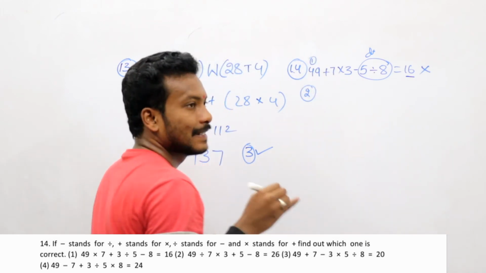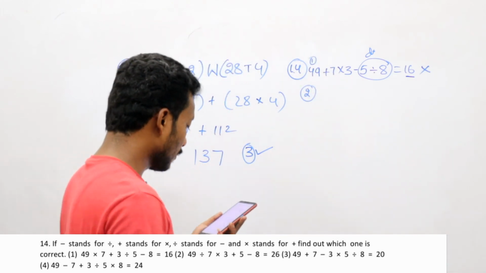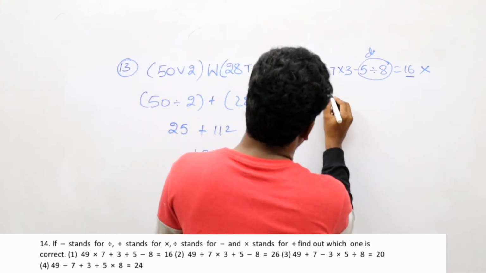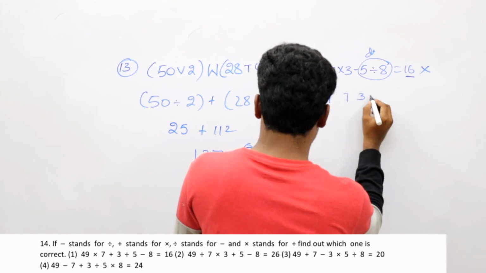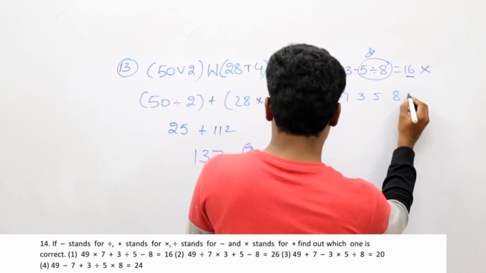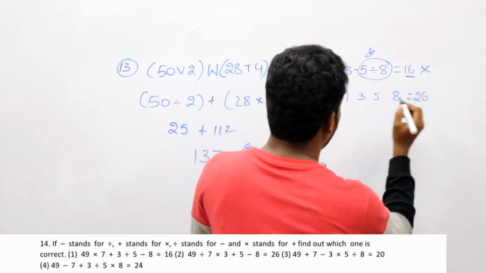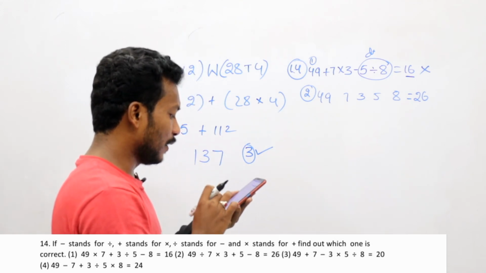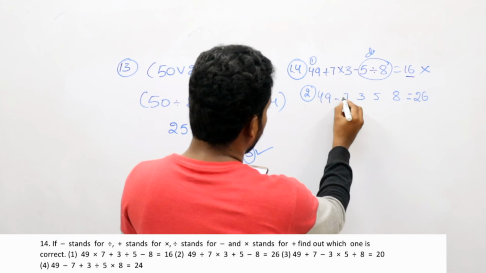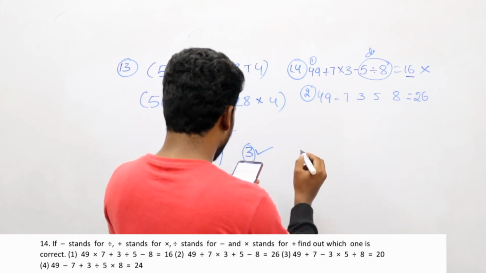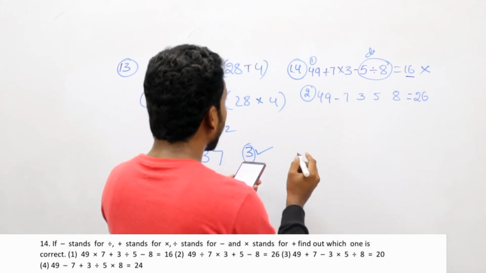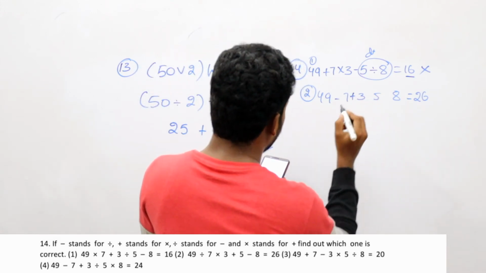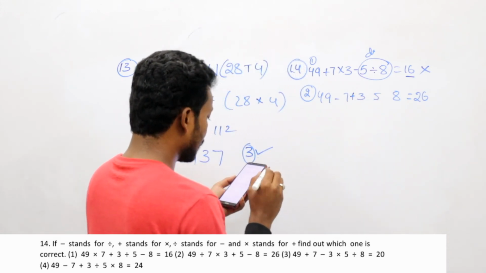Now move to the second option. Okay, right? Now the second option, what is the second option? Same numbers, 49, 7, 3, 5, 8 is equal to, now the answer here is 26. First one is division, into. Division stands for minus, and then into stands for plus, and then plus and minus.